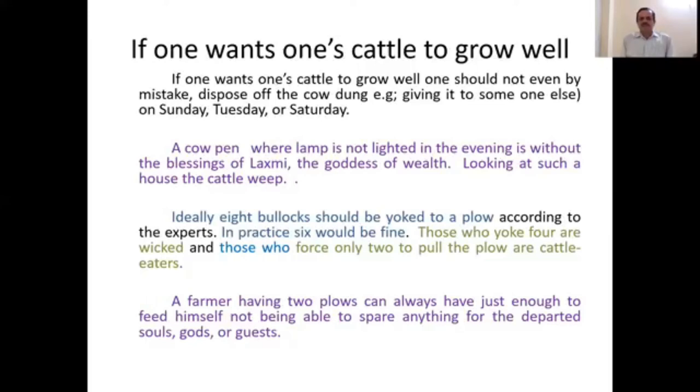A farmer having 2 plows can always have just enough to feed himself, not being able to spare anything for the departed souls, gods or guests.